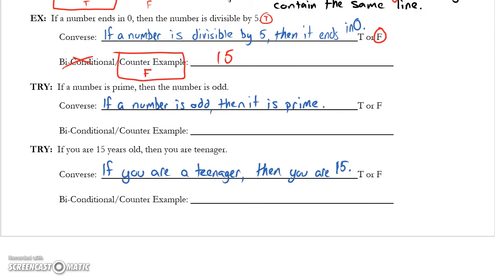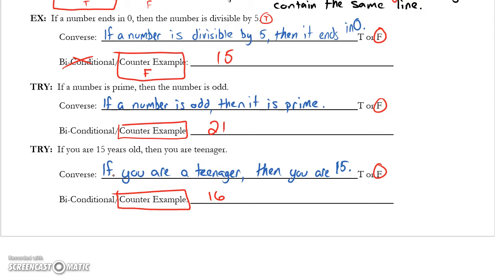Okay, so right now all I've done is written our converse. But in this case, both of these are going to be false. I can come up with plenty of numbers that are odd that are not prime. One example might be 21. 21's an odd number, but it's not prime because it's divisible by 3 and 7. So that's my counterexample. And in the last one, I can come up with plenty of numbers that make you a teenager that's not 15. 16, a 16-year-old is a teenager, but they're not 15. So that would be my false converse statement and a counterexample.